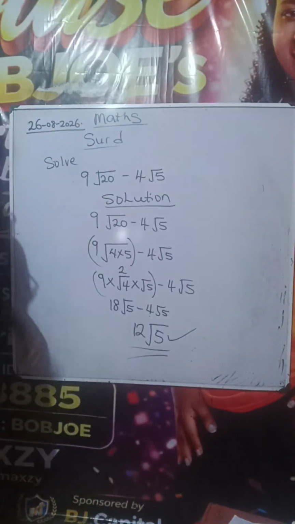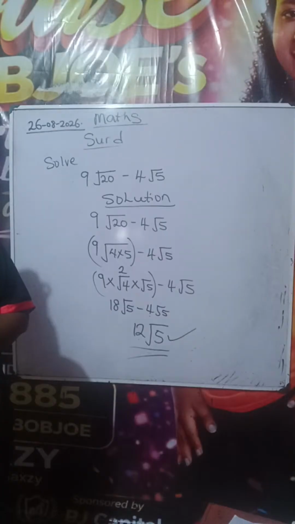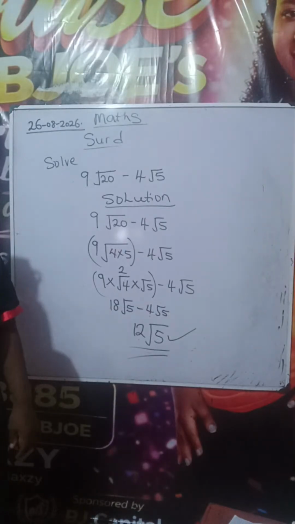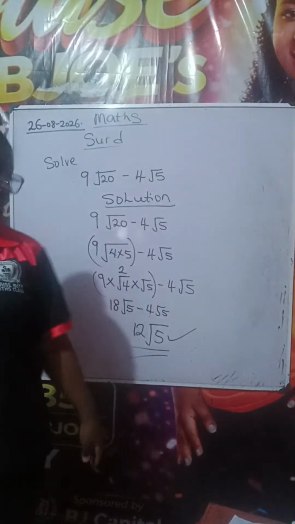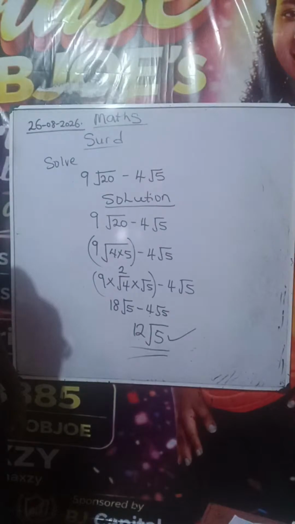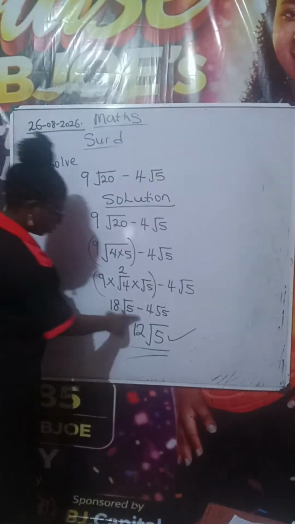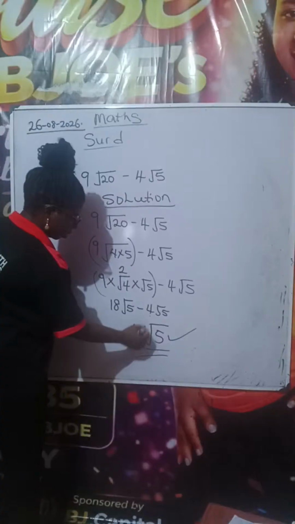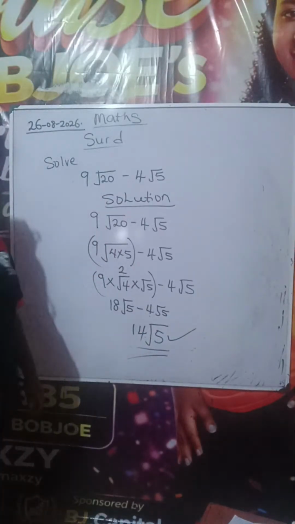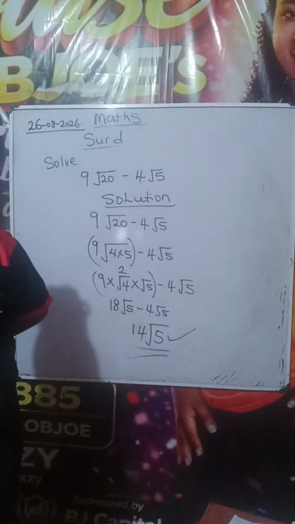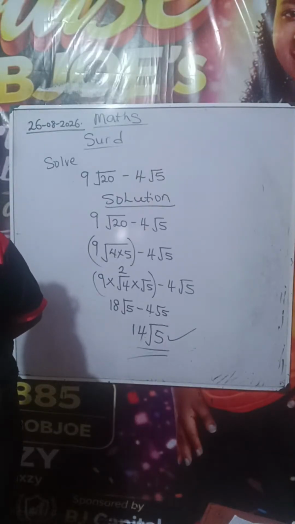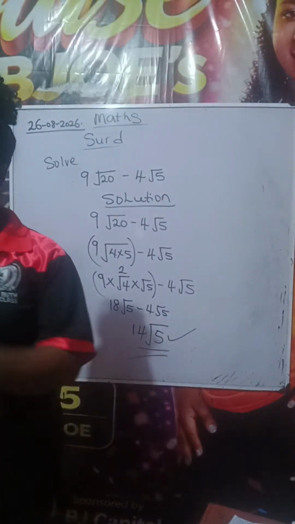So did you understand it? Is it clear to everybody? So if it's clear, oh, it's 14. No, 18 minus 4 is 14. It's 14, guys. I thought I was seeing 12. It's 14. Sorry about that. Yeah, it's 14. Thank you for your observation. So did you understand it? It's 14. Yeah, it's 14. Thank you.